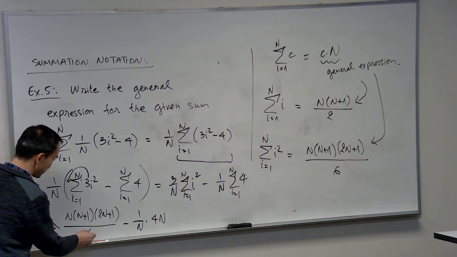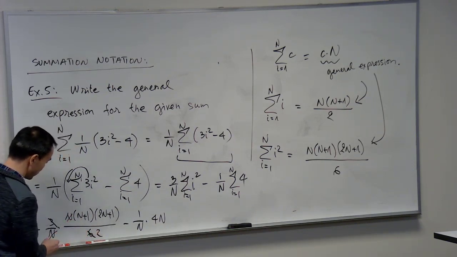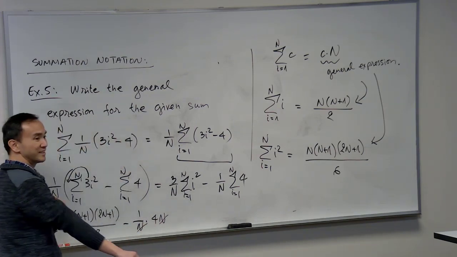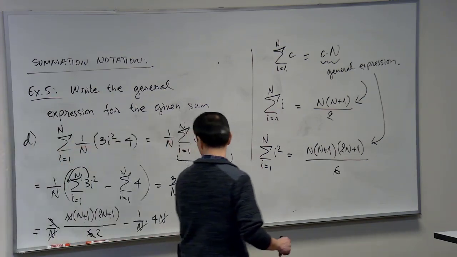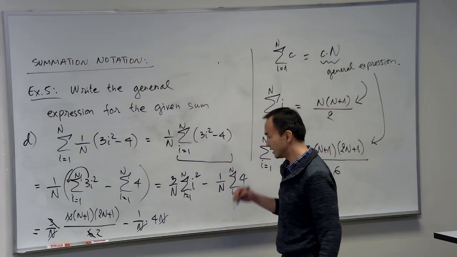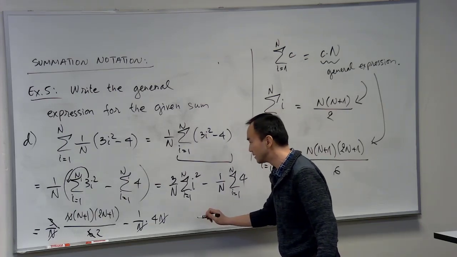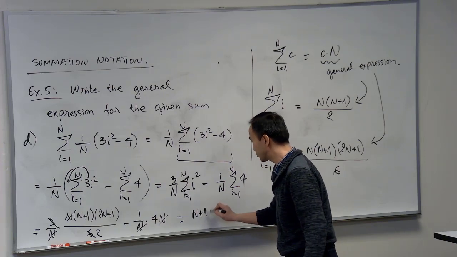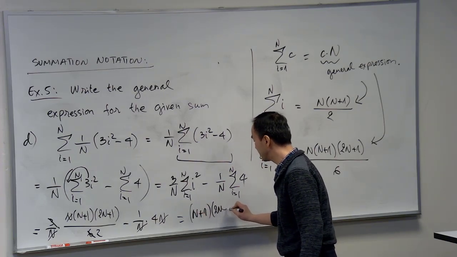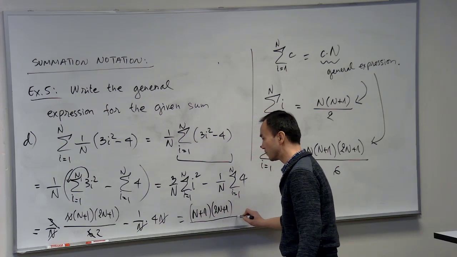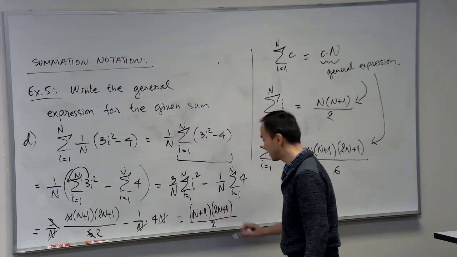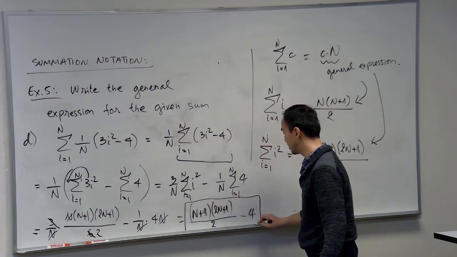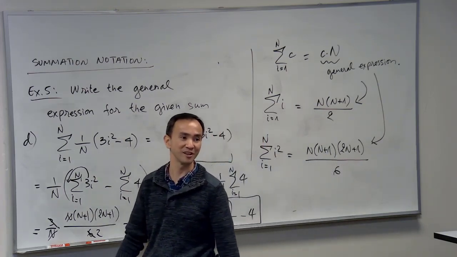The 3 cancels with a 6, giving me a 2. The n got canceled out. And then the n here got canceled out too. Now in the end, this is what I'm looking at: n times n plus 1 times 2n plus 1 over 2, and then we're subtracting 4. That's the final general expression that I was talking about.